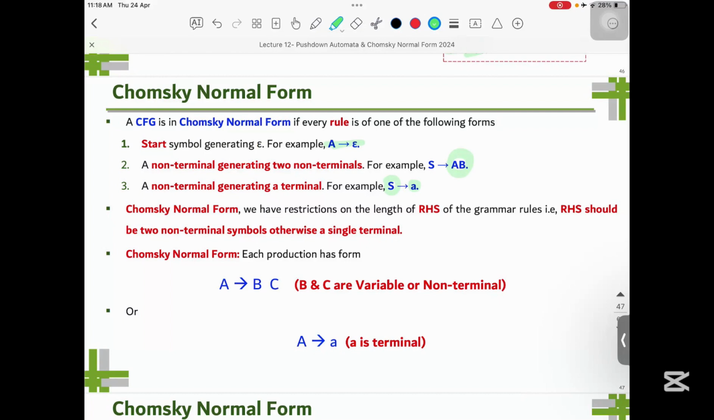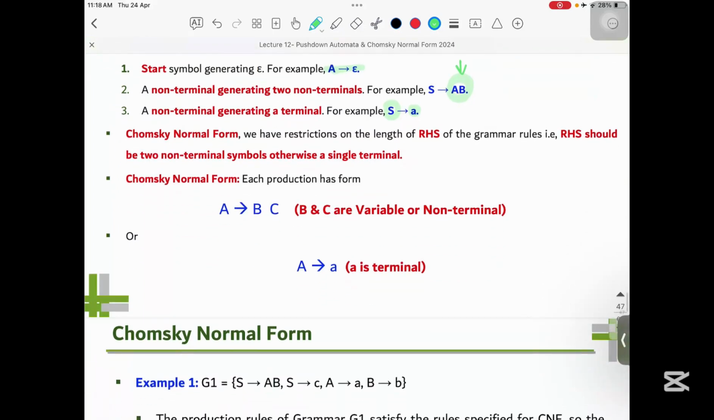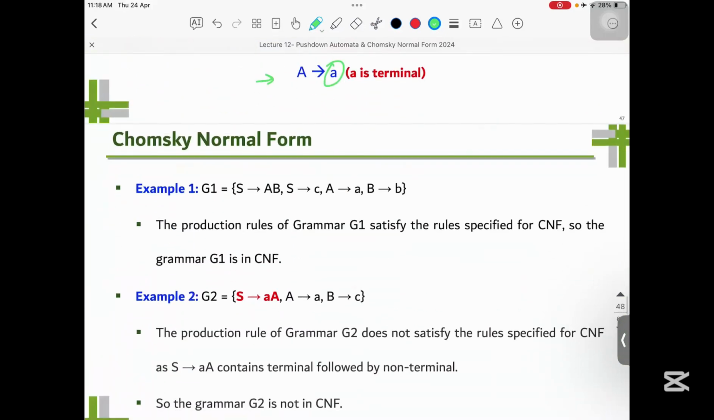In the case of Chomsky, it actually applies the rules on the right-hand side. In a simple context-free grammar, we only apply the rule on the left-hand side, having only one non-terminal. However, in the case of Chomsky, it is applying the rule on the right-hand side. So it can be either this one or this one. Here B and C are non-terminals. Here A is basically a terminal.